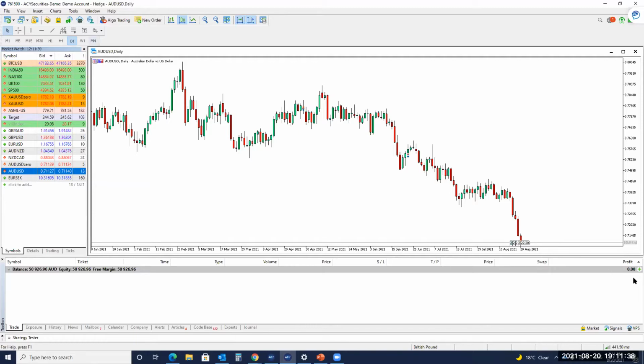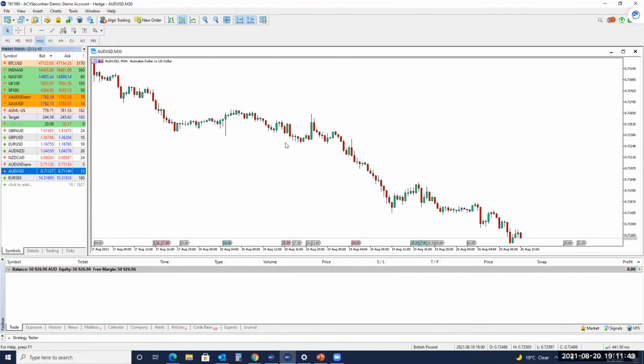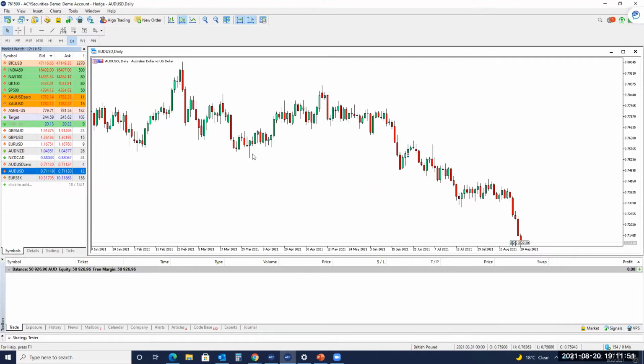So if I do have it on a daily chart, each candle will represent 1 day's worth of movement. If I was to break it down to a 30-minute chart, each candle which is represented will signify 30 minutes of price action until that candle is closed. Keep it on the daily for now.